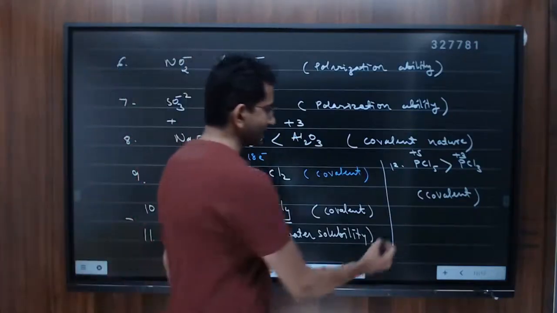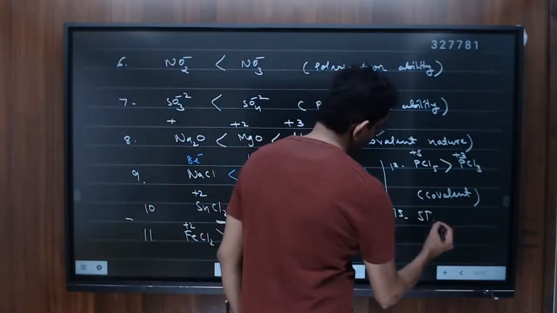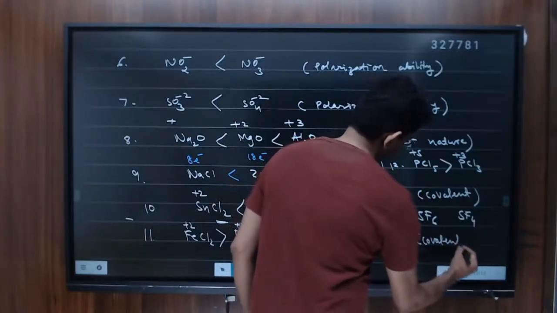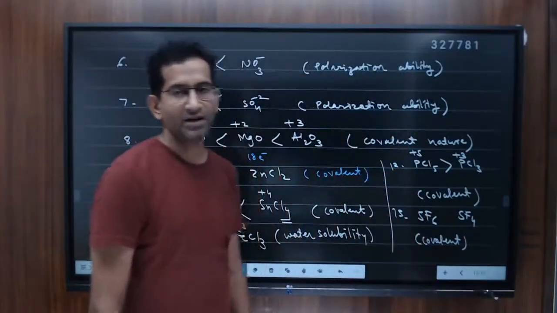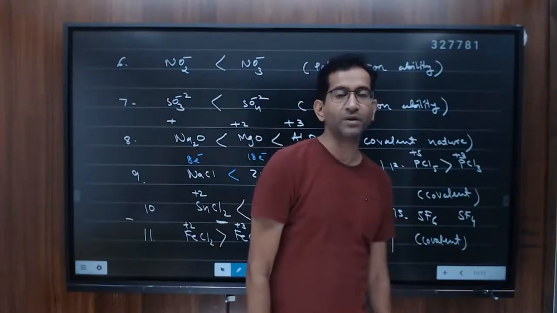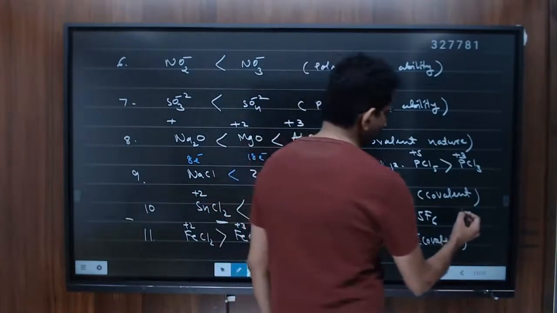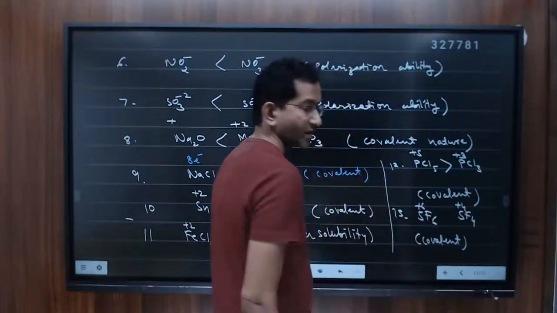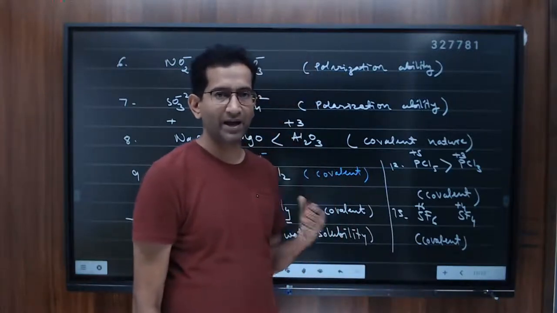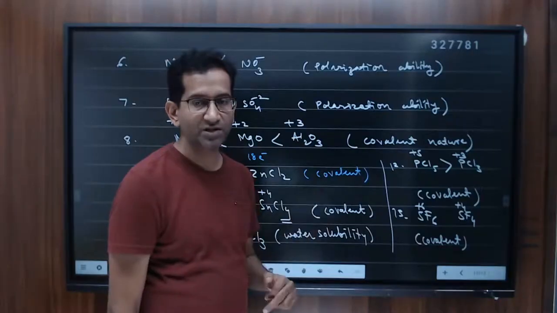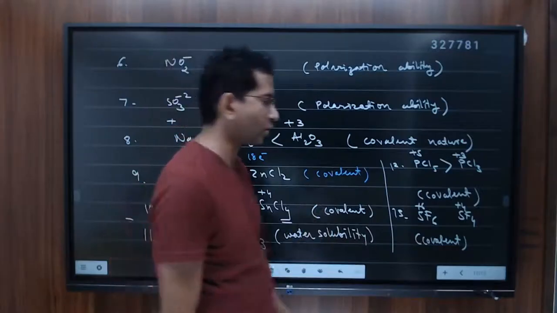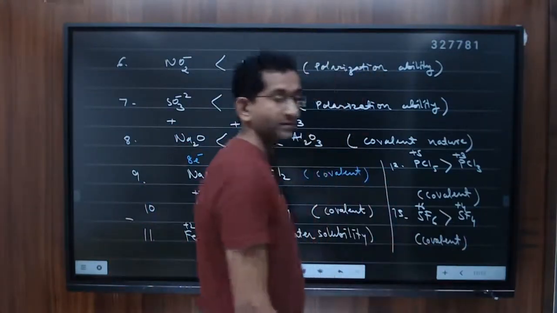I hope you understand. Let's take one more example. If I give you SF6 and SF4, covalent behavior. Both are covalent. SF4, I think you know, has a seesaw structure with sp3d hybridization, while SF6 has sp3d2 hybridization. In SF4 sulfur is +4, in SF6 sulfur is +6. So the higher the positive charge, the more the tendency to polarize the nearby anion. So in SF6 polarization is more, and as polarization is more, it definitely has more covalent character. It goes like this.